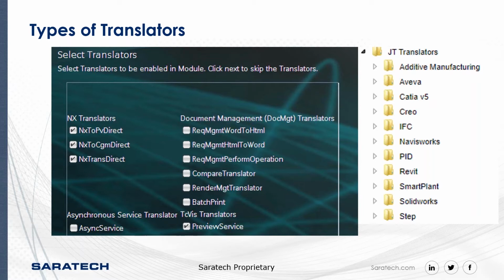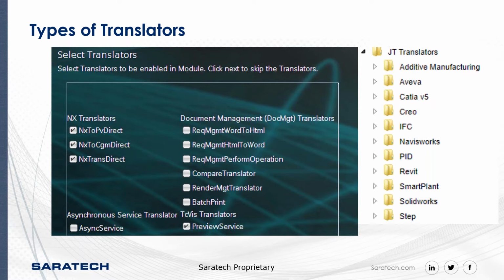So we can see here, we have some of the NX to PV Direct, NX to CGM, NX Translation Direct. It's going to allow us to translate our UG files, our NX files, into JT lightweight files. I'll discuss those a little bit further later on, as well as CGMs, our 2D files, as well as PDFs and things of that nature.